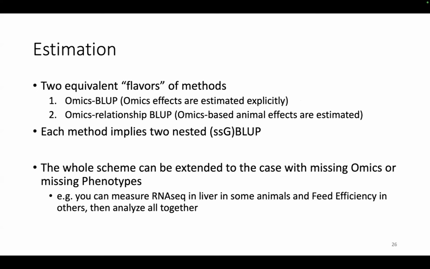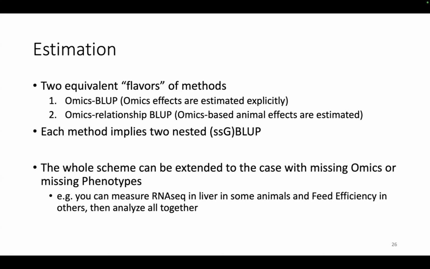How do you estimate this thing? You have two flavors of methodology, depending on what you find more convenient. The first flavor is you can run an omics model in which you estimate these alpha effects explicitly. So you say the transcript number 16, when it increases by 1, will create plus 50 grams per day, more or less, or whatever.